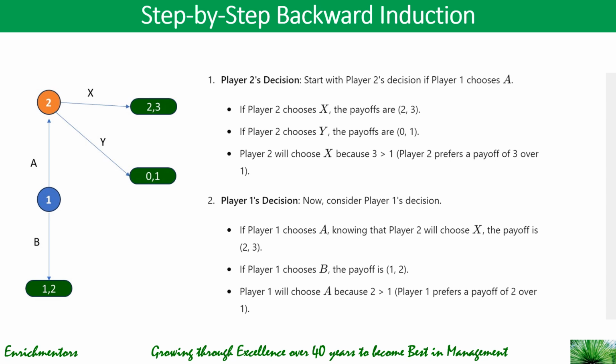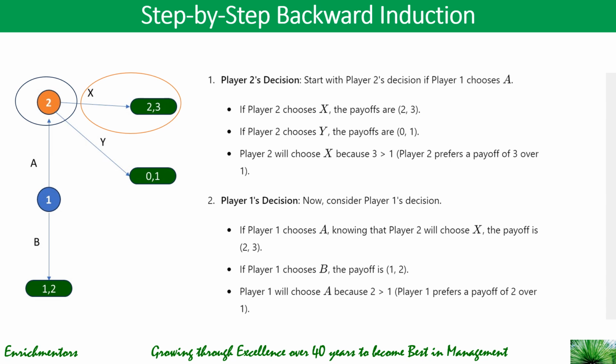So let's start with player 2's decision, the last player's decision, because that's the furthermost. Player 2's decision depends on what player 1 does. If player 1 chooses A, and player 2 chooses X, the payoffs are 2 and 3, and if player 2 chooses Y, payoffs are 0 and 1. So what will player 2 choose? Obviously X, because 3 is greater than 1 and player 2 will prefer a payoff of 3 over 1, and hence player 2 takes action X with a payoff of 2 for player 1 and 3 for player 2.